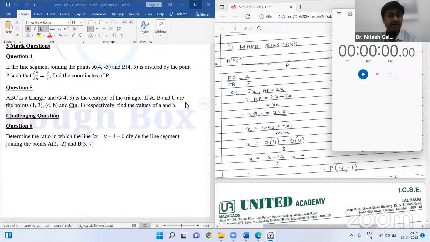I have tried to cover almost the entire topic of different questions. So you don't have to mention what is x2 or x1. No need. Come on, your timer started. Come on, guys. Find the value of A and B. Centroid formula is what you're going to apply. It's simple.